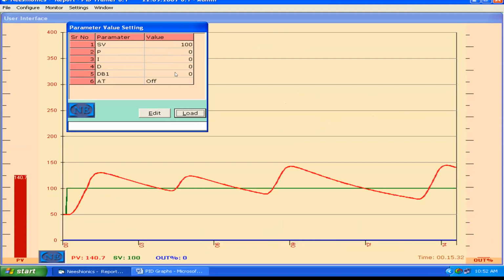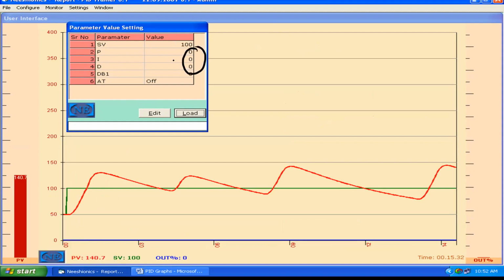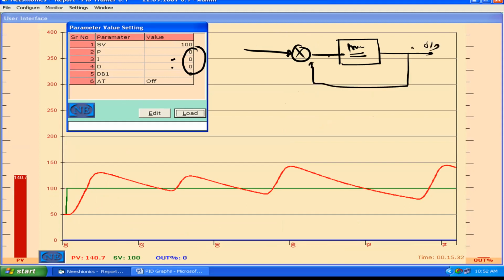And if you set all these values to 0, that means P value 0, Ki value 0, and D value 0, we are removing the controller, and the error is directly given to the process. In that case, this process will have the on-off controller.